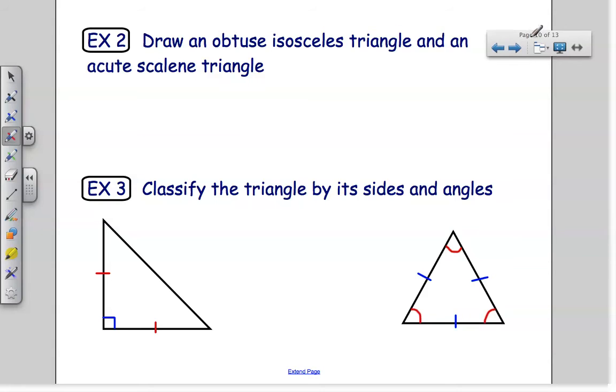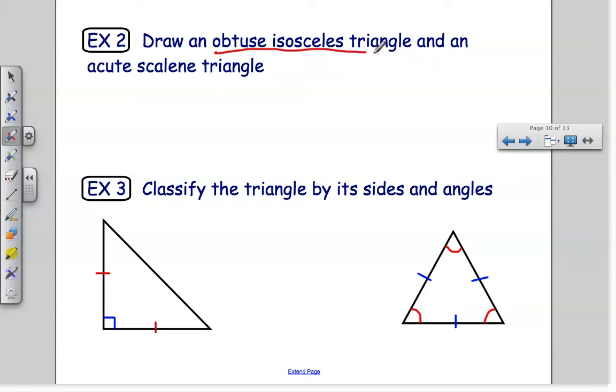So let's practice classifying triangles by angles and sides and drawing pictures associated. In this first example, I want to draw an obtuse isosceles triangle. If I want it to be obtuse, I have to have one angle greater than 90 degrees. If I want it to be isosceles, I need two sides congruent. So I need an obtuse angle and two sides congruent. How about I make the obtuse angle here, and I'm going to have the two sides I just drew be congruent. Now it's obtuse because of this angle, isosceles because of two congruent sides.